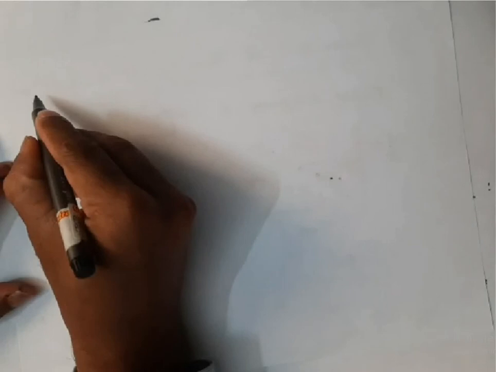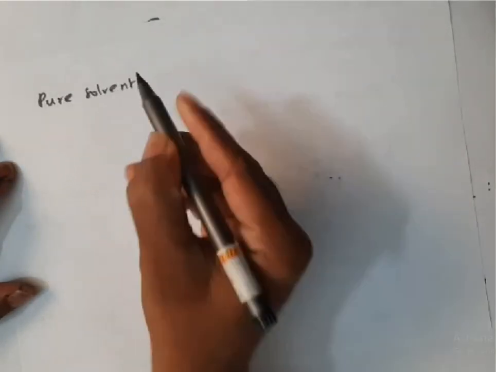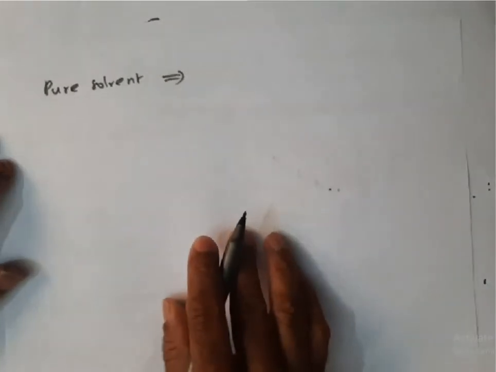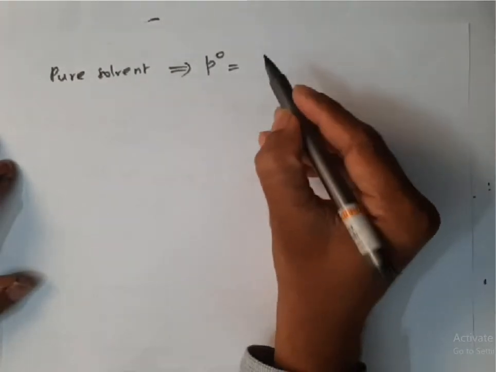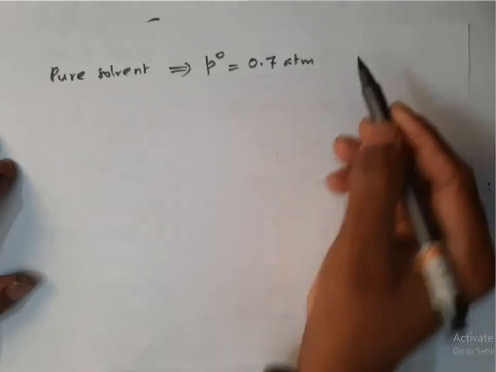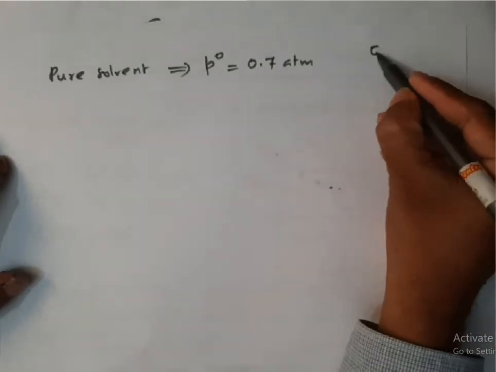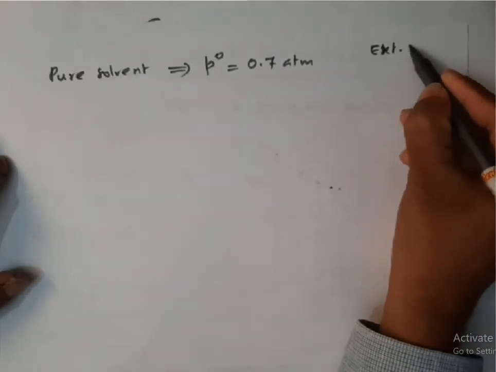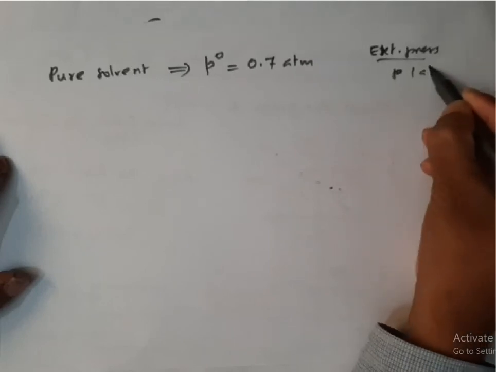Now, to give some clarity, I'll give this point. First I'll take pure solvent. Assume that for pure solvent, the vapor pressure of pure solvent is, say for example, 0.7 atmosphere. What is the external pressure? External pressure, that is atmospheric pressure. Atmospheric pressure is 1 atmosphere.